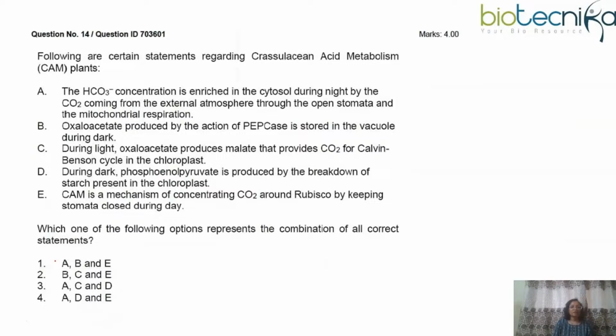Next question. Following are certain statements regarding CAM metabolism, again a photosynthesis topic, and you have to find out which one of the following options represents the combination of all the correct statements. Most of the questions you will find like this in part C, especially from unit 6, where multiple statements are given and you have to find the combination of the correct or incorrect statements. So you have to read twice exactly what they are asking. So here again they are asking for correct statements.